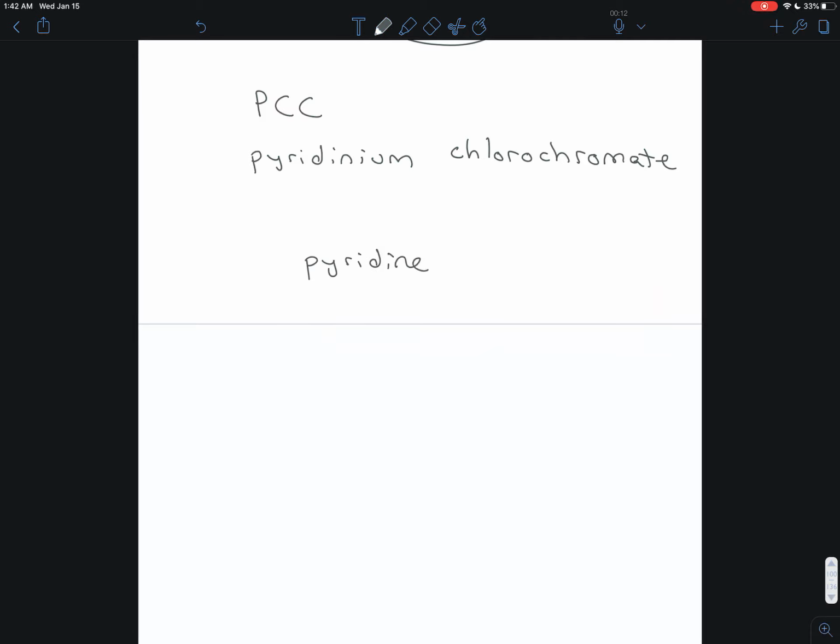is a base. It's a 6-membered ring with a nitrogen in it, and it looks like alternating single and double bonds. Remember, that ring is really, really stable. We'll have an opportunity to talk about that in more depth in a future chapter. But it's really, really stable. The nitrogen by itself has a lone pair, and so it can act as a base.